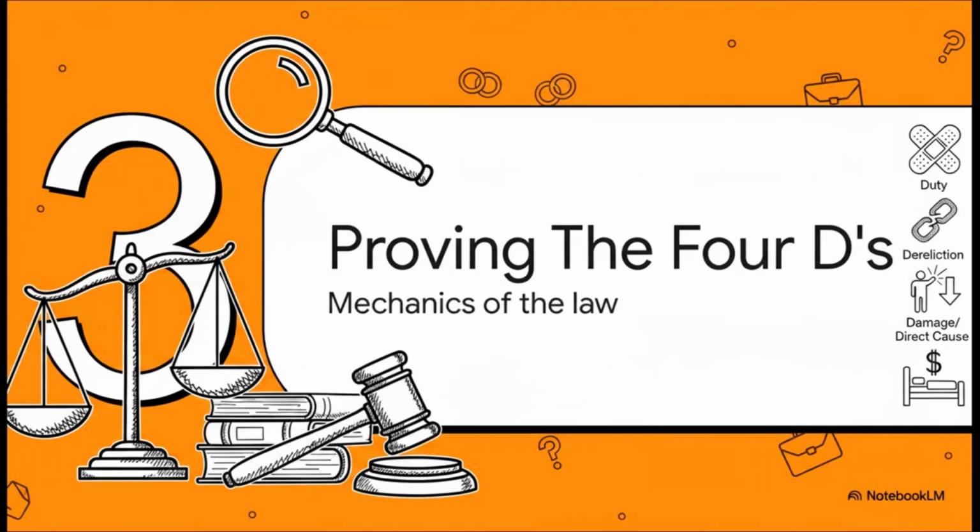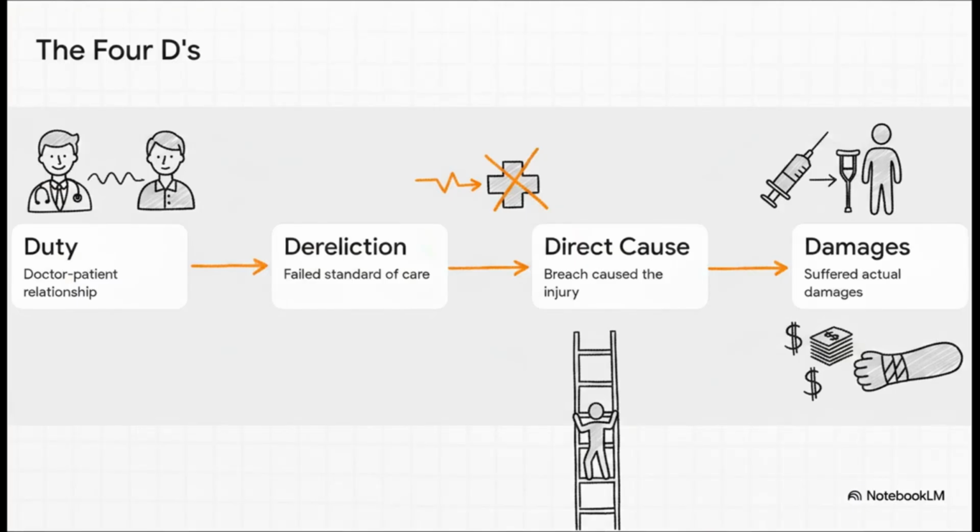Next up, Section 3, proving the 4 Ds. This is the mechanics of the law. You've got to firmly anchor these 4 Ds in your mind. A successful case means climbing this exact 4-step ladder. 1. Duty. 2. Dereliction. 3. Direct cause. And 4. Damages. Let's look a little closer at the most complex steps.